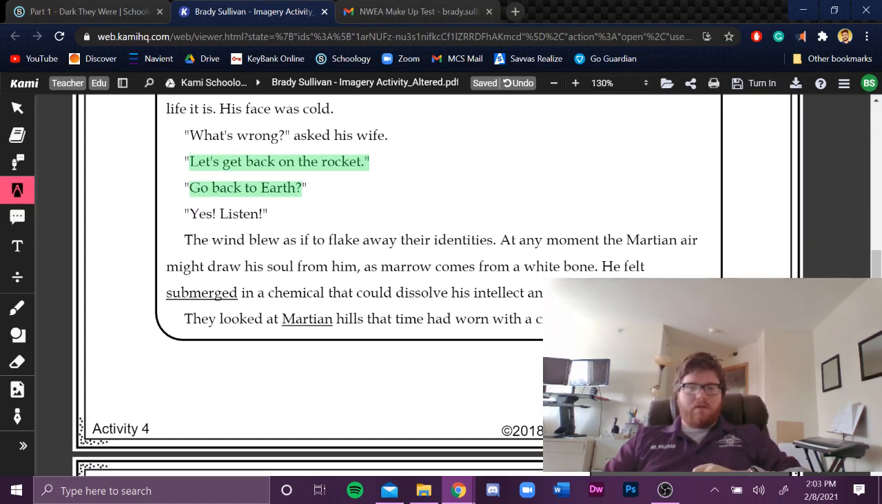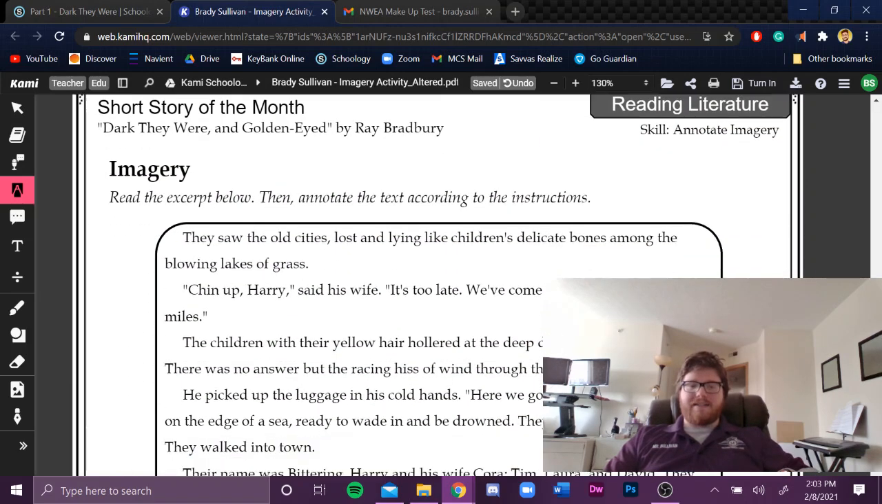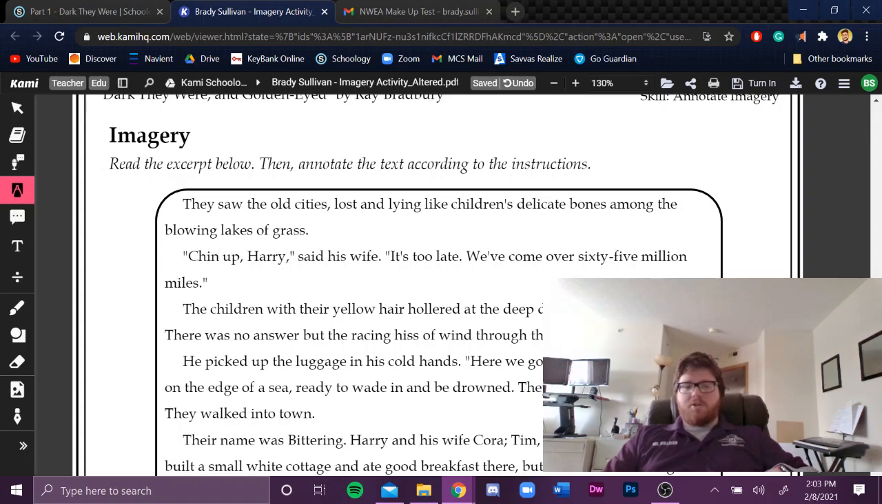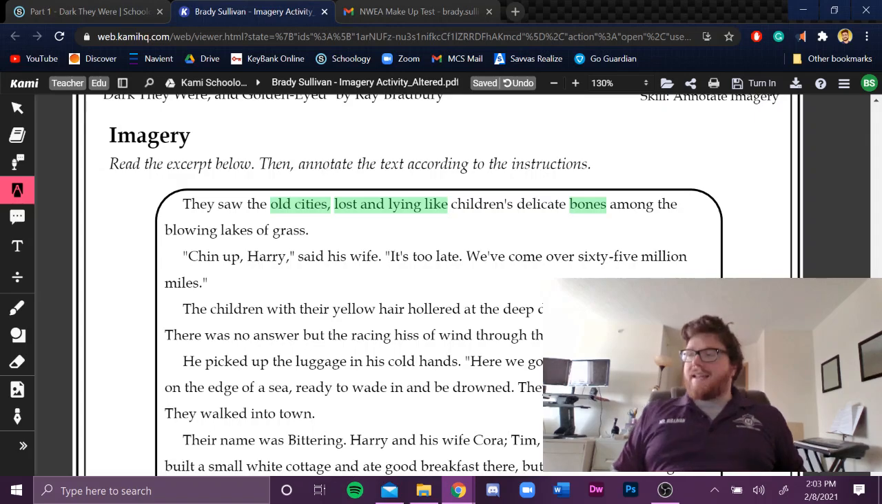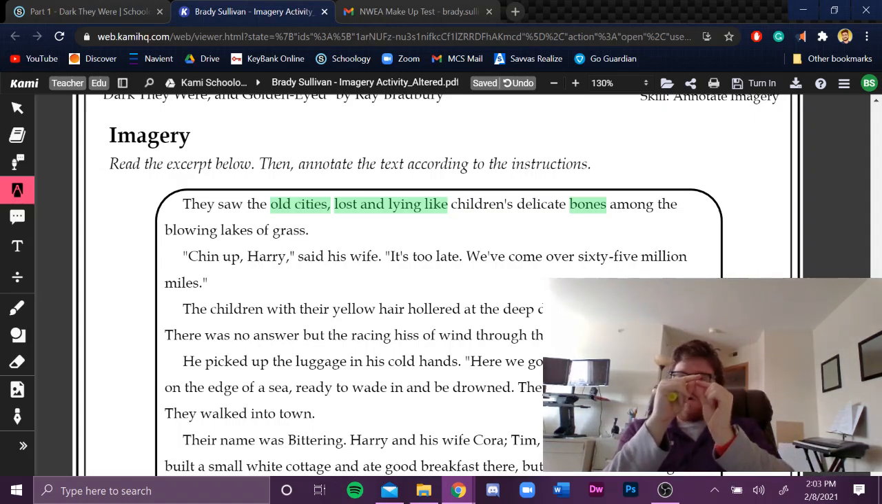Let's see here. He felt like his soul was being drawn out of him. He felt like he was going to have his mind melted away. Something just isn't right. And he looks out at the Martian landscape and he sees these lost old cities lying like bones in the distance. Okay, these are abandoned cities, towns that have been left to ruin and fall apart, skyscrapers, off in the distance so small that they look like little bones sticking up out of the Martian earth.